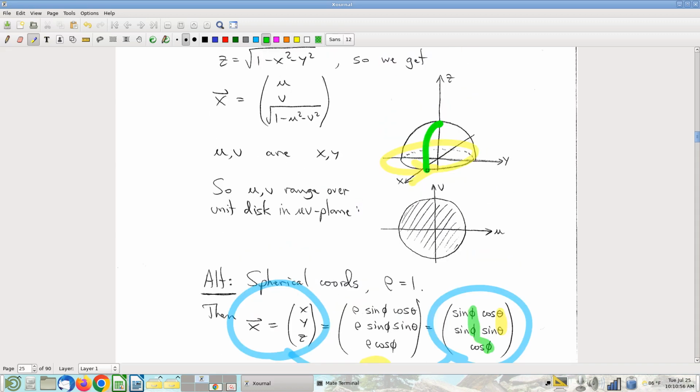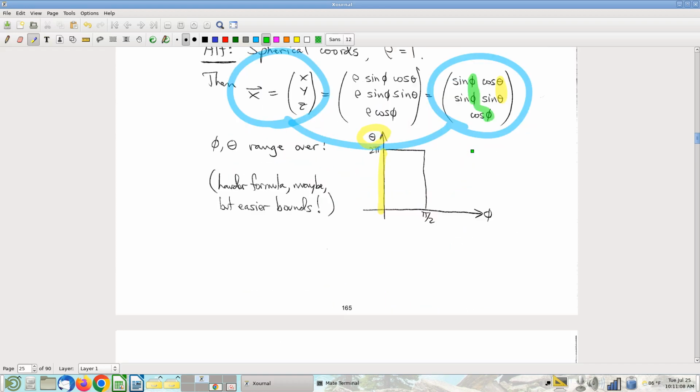Conveniently, no matter what theta is, phi is always going from 0 to pi over 2. That's just what our actual surface is doing. And so, okay, fine. So phi, 0 to pi over 2. And so the pullback domain is this right here. It's this rectangle.